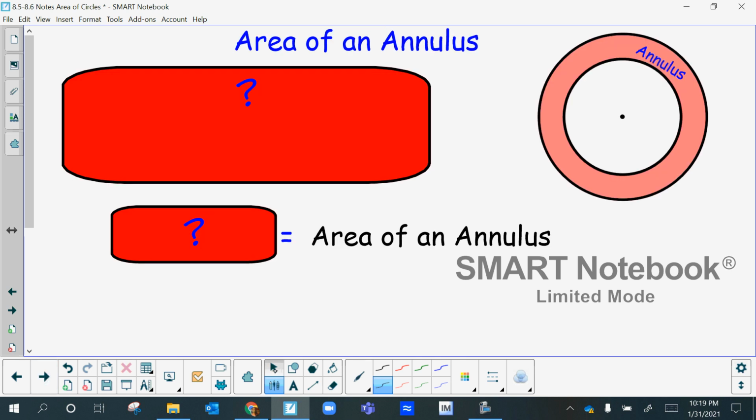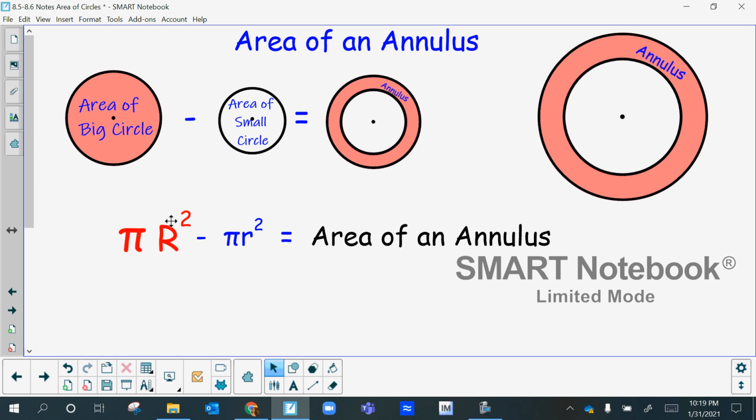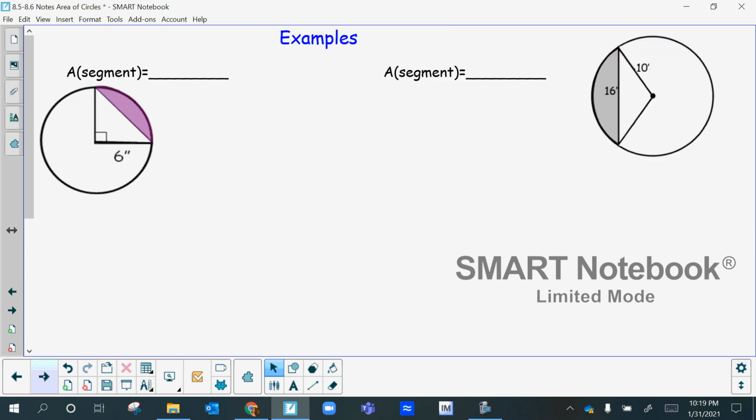What is the formula for that? Well, it's taking two circles basically and subtracting them. So the area of the big circle minus the area of the small circle gives us the area of an annulus. How does that formula look? I just did a big pi R squared to represent the bigger circle, and a smaller pi r squared to represent the small circle. And that's the area of an annulus.